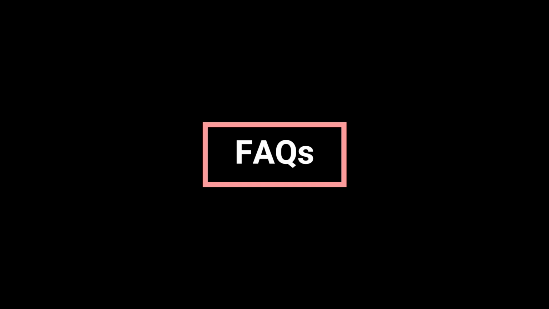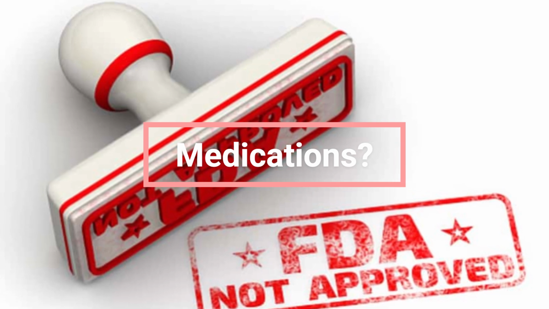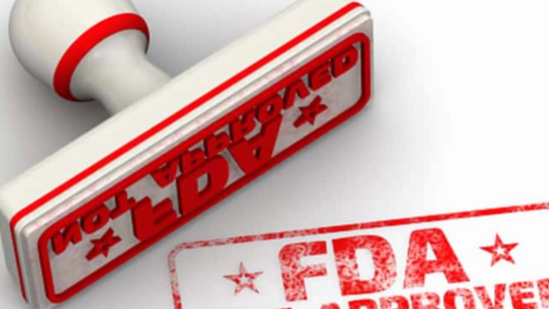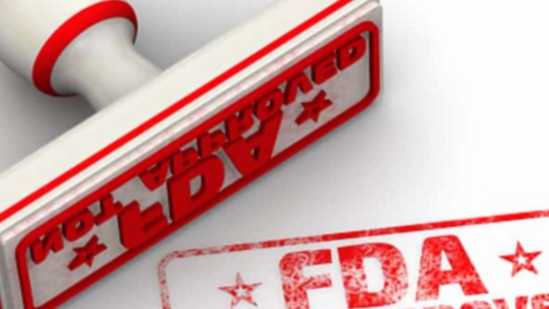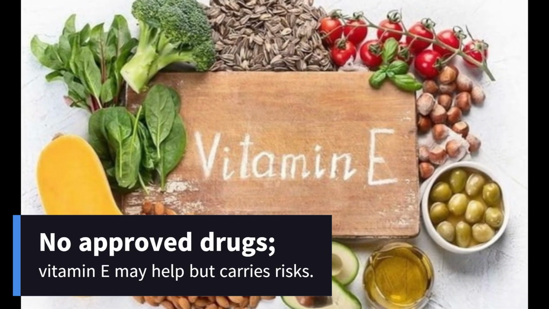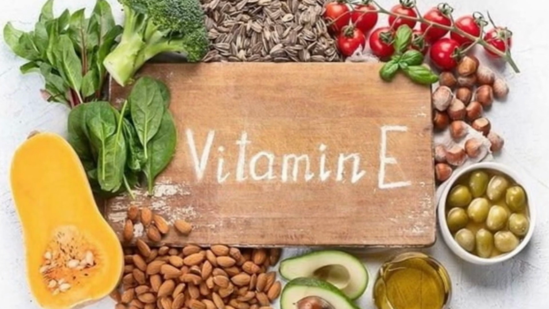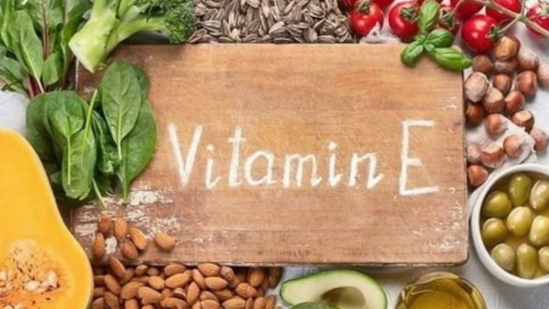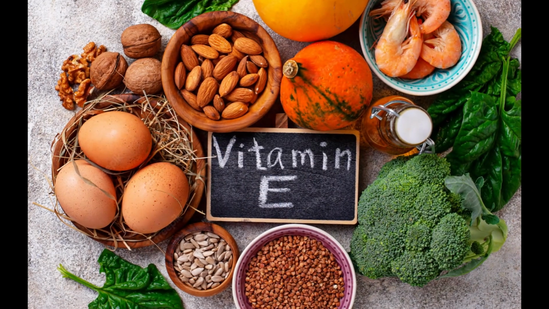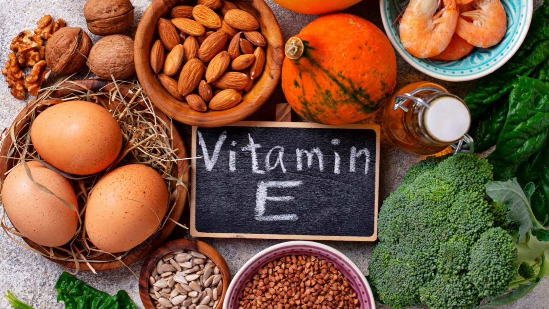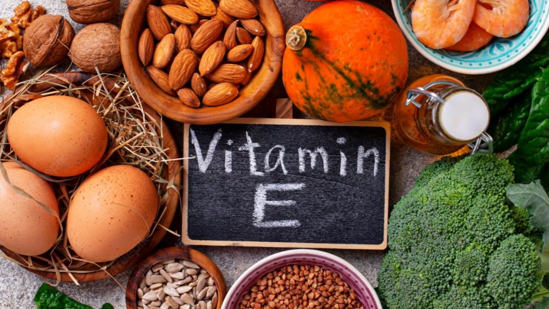Frequently asked questions about reducing fatty liver naturally. Are there any medications that help clean a fatty liver? At present, there are no FDA-approved medications specifically designed to treat or reverse fatty liver disease. Some research suggests that vitamin E supplementation may reduce liver inflammation in certain individuals, but this approach carries potential risks and side effects. As a result, most healthcare professionals recommend lifestyle modifications, particularly improvements in diet and exercise, as the most effective and safest way to reduce fatty liver naturally.